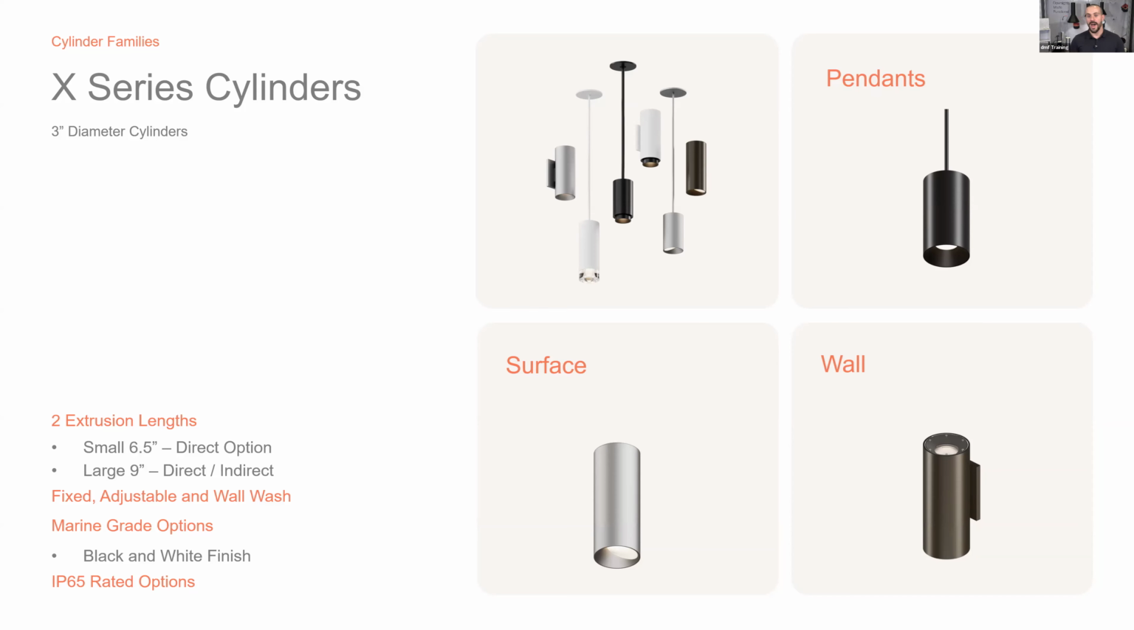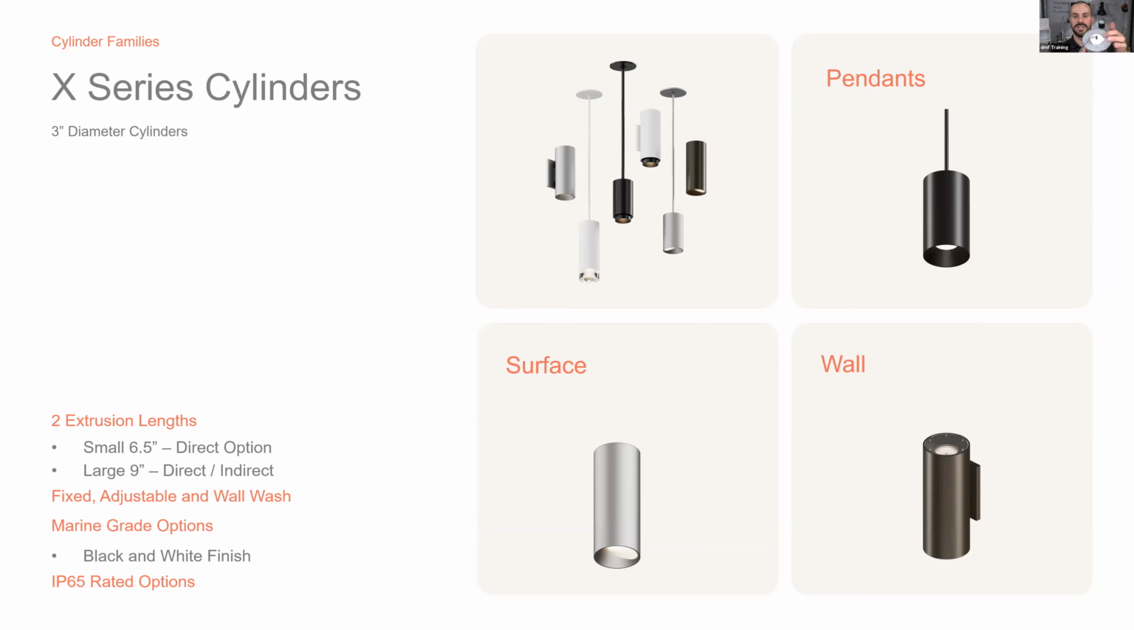Similarly to the M series, the wall mount has both a slim and a wide bracket here. And in the surface mount, we do actually have two different options as well. So the surface mounted versions of the X series cylinders, because it is a 3-inch diameter cylinder body, a standard 4-inch junction box is going to be larger than the diameter of the cylinder. So we have a standard flange option, which is going to be the easiest installation.